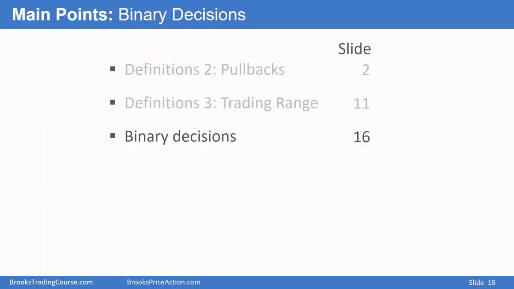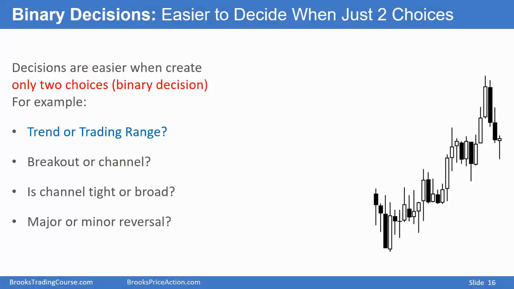I mentioned that a lot of times it's easier to make decisions if you structure the decision as a binary decision. Binary means two. You want to give yourself just two choices. So for example, you look at a part of the chart right here and you ask yourself, first off, is it a trend or a trading range? And if it's a trend, is it a channel or a breakout? So this is a bull trend and has pullbacks, so it's a channel. Is the channel tight or broad? And we're getting a reversal. Is it minor or major?